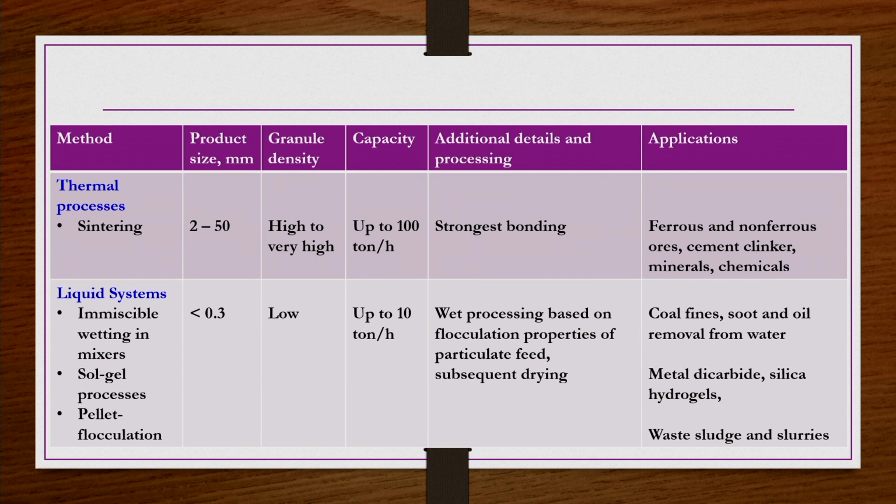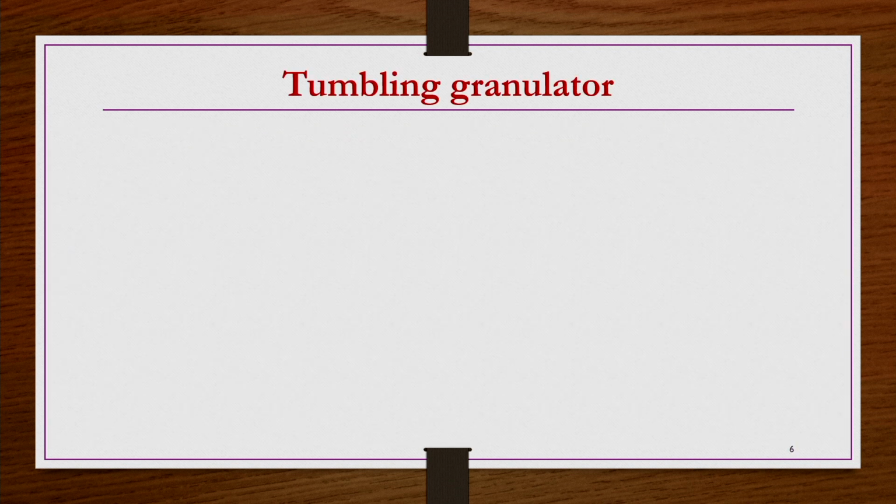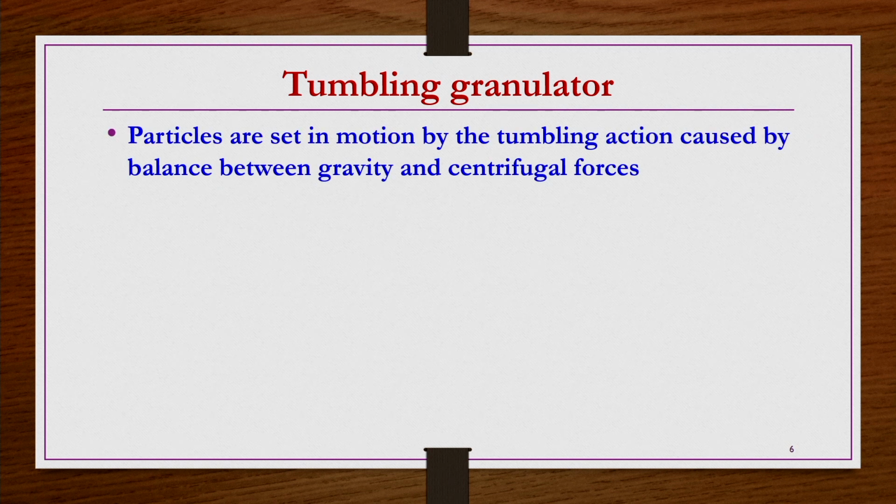Now these are the size enlargement methods. One by one, we will see some more details of the working process of this equipment. Let us start with tumbling granulators. In tumbling granulators, particles are set in motion by the tumbling action caused by the balance between gravity and centrifugal forces. There will be a vessel which will be rotating, and when it rotates there will be some amount of centrifugal force, and the particles move up.